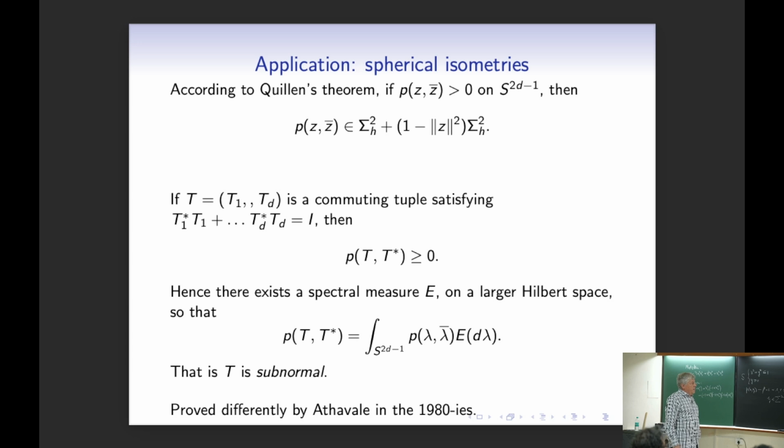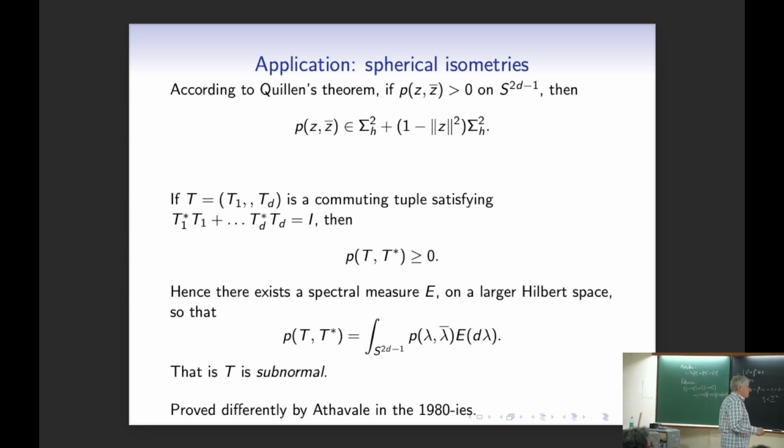And there are many applications here. One of them I want to mention because Atavale comes from this country. His contributions in the early 80s was the following. If we have this decomposition, we apply this to a commuting system of operators satisfying the equation of the sphere. Then automatically we have the positivity of the functional calculus. We put all the stars to the left. As we discussed before, we obtain a representing measure.